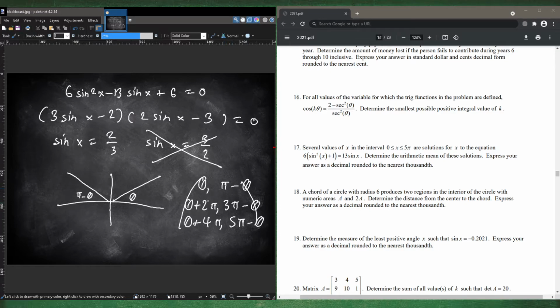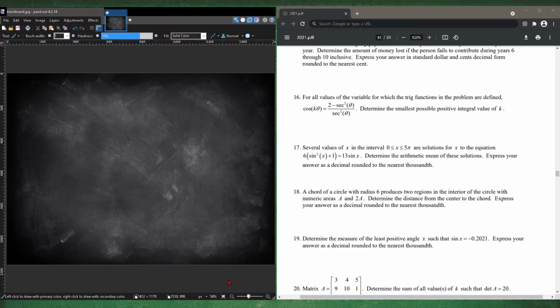So then we just have pi plus 2 pi plus 3 pi plus 4 pi plus 5 pi, which is 15 pi over 6. Plugging 15 pi over 6 into your calculator, you get an answer of about 7.854. And that's your answer for number 17. And it's just that simple.